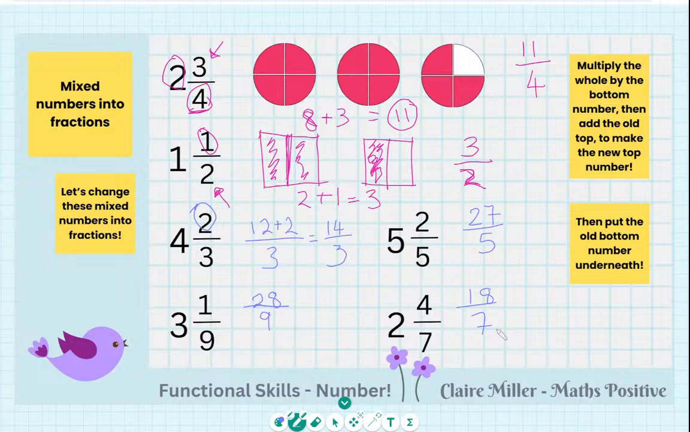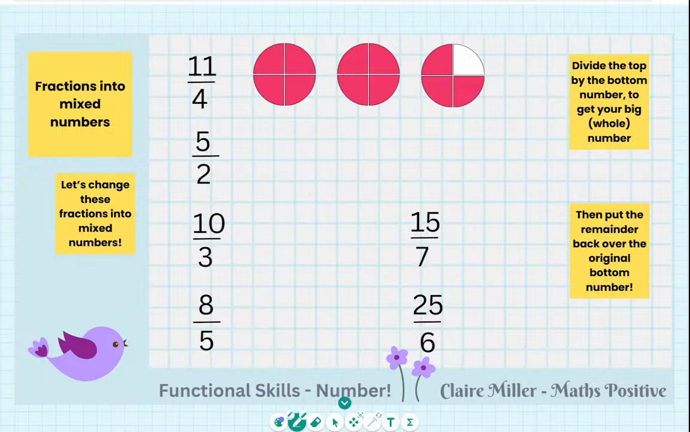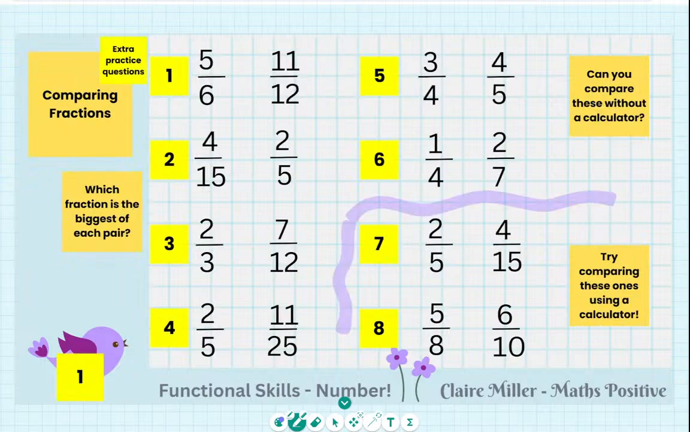And some really, really good comments in the chat there. I think everybody's done really, really well with that. Fantastic. So we will finish this off with our fractions into mixed numbers next time. So perhaps do a little bit of practice of changing your mixed numbers into fractions.